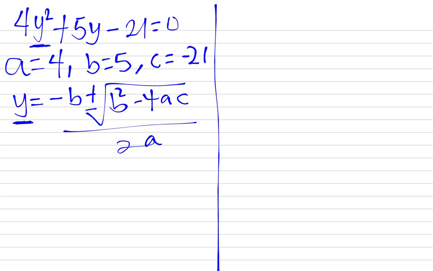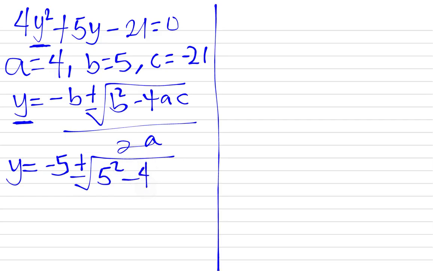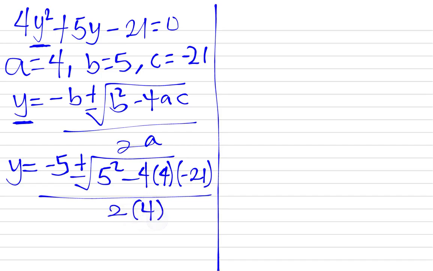So let's do that now. We are going to have y equals minus, our b is 5. Because it's not having a minus, I just write it directly, but when it is having a minus, you put it in brackets. The next thing, plus or minus square root of b squared, that's 5 squared, minus 4 into our a here, which is 4, then into minus 21, all over 2 into 4.